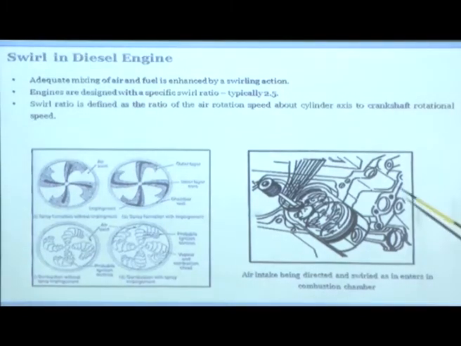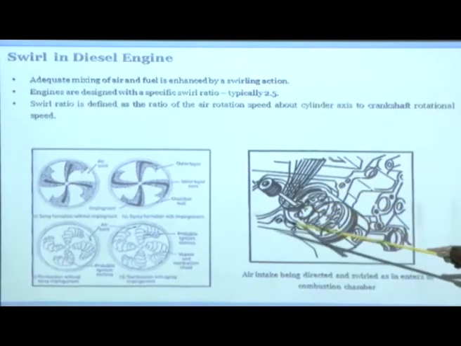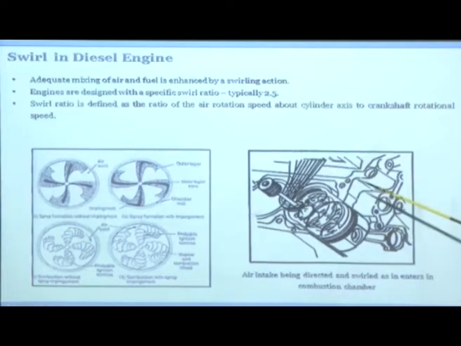If you look here, in order to create the swirl, you can do two things. One is that you can generate swirl because of the piston design, but then the design of the intake manifold also plays a very important role in generating the swirl. So if you have a manifold where the air is coming like this, it revolves around the valve, comes in and keeps the same momentum. So it will then rotate inside. So air is being directed and swirled as it enters the combustion chamber here.